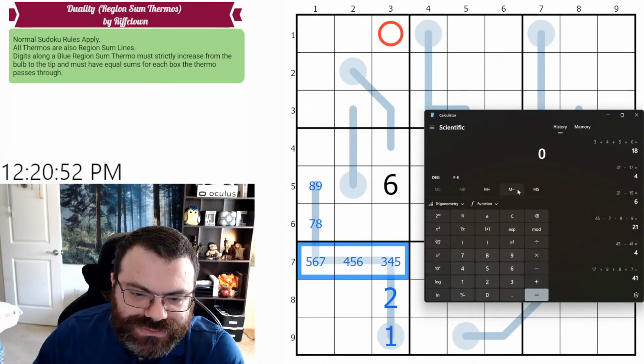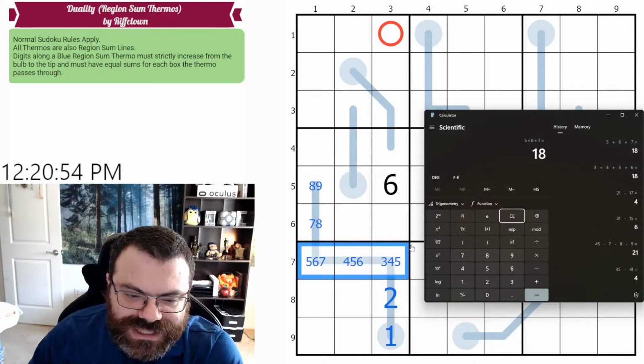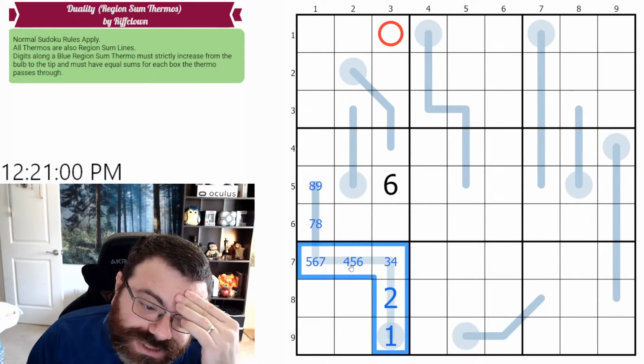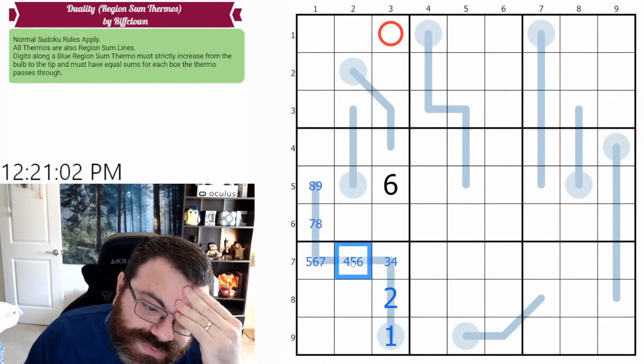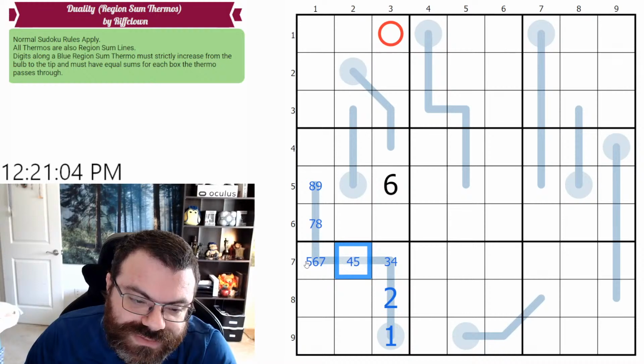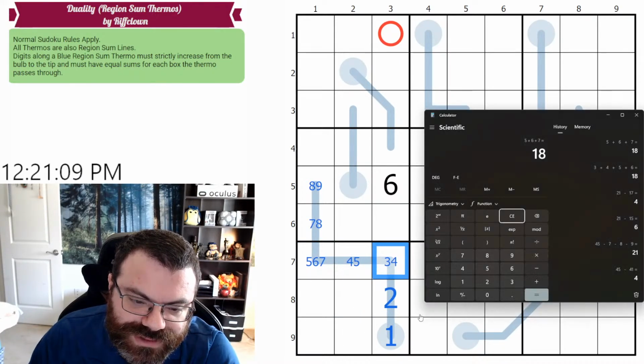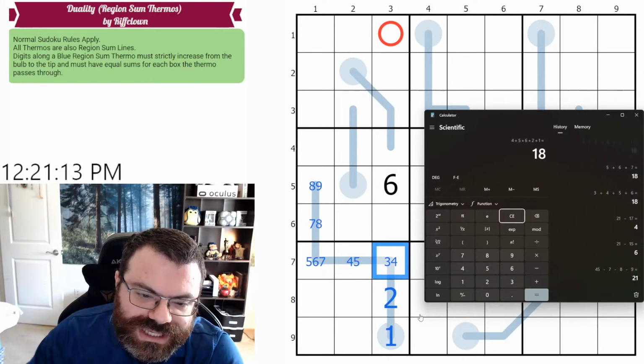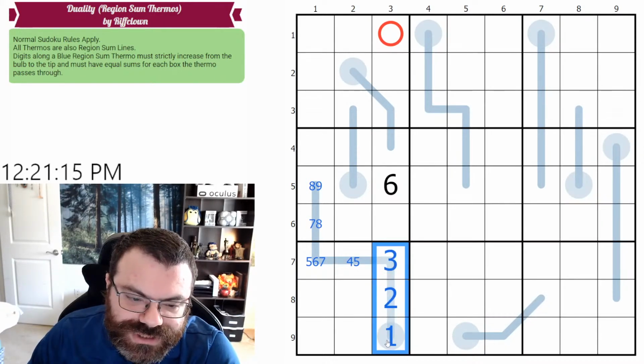5, 6, 7 is already 18, so there's no way this is 5. In fact, from 15, we have 2 degrees of freedom. So this one can increase by 1, and this one can increase by 2. So I think that's how that works. And this one does have to be a 3. So if this was a 4, 4, 5, 6, 2, 1 is 18 already. So yeah, this is 1, 2, 3.